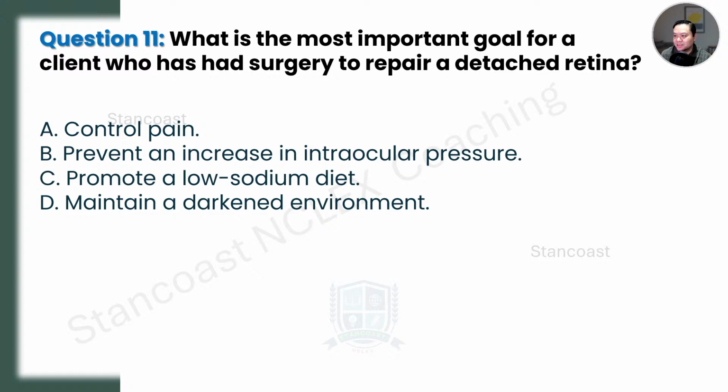Number 11. What is the most important goal for a client who has had surgery to repair a detached retina? Is it A, control pain, B, prevent an increase in intraocular pressure, C, promote a low sodium diet, and D, maintain a darkened environment? Most important goal here is letter B, prevent an increase in the intraocular pressure. This is to prevent the complications and also to successfully allow healing over the operative site.